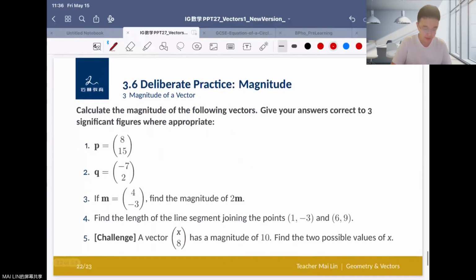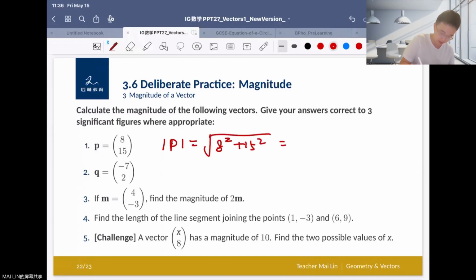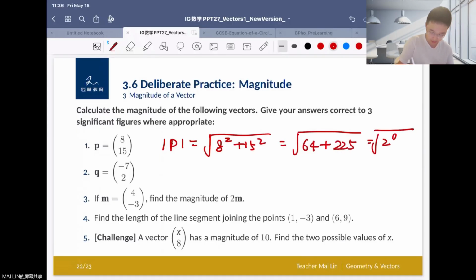So here is a deliberate practice for you. If you have your own ideas, you can pause the video and do it yourself. But if you want to follow with me, you can keep going. Let's move into the first problem. Vector p equals (8, 15). The magnitude of p equals the square root of 8 squared plus 15 squared, that equals 64 plus 225, equals the square root of 289. That is 17. That is the first problem.